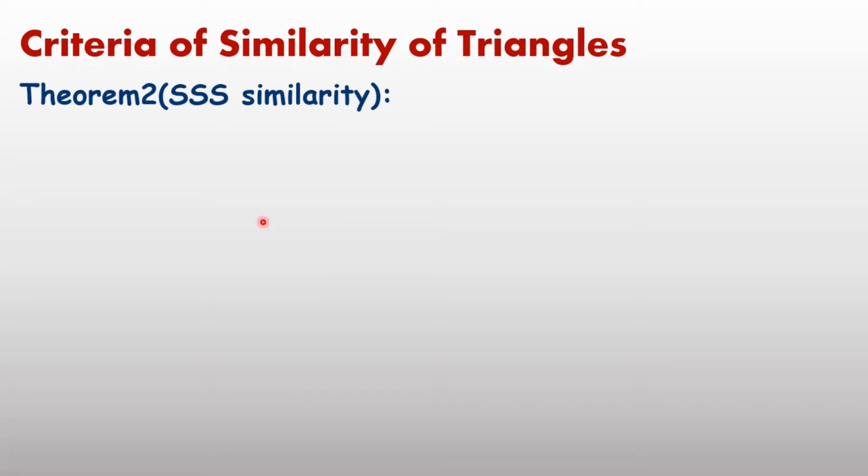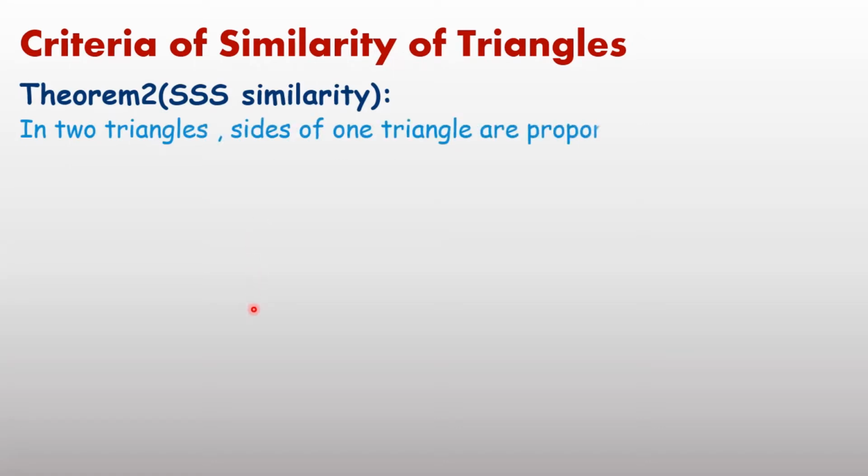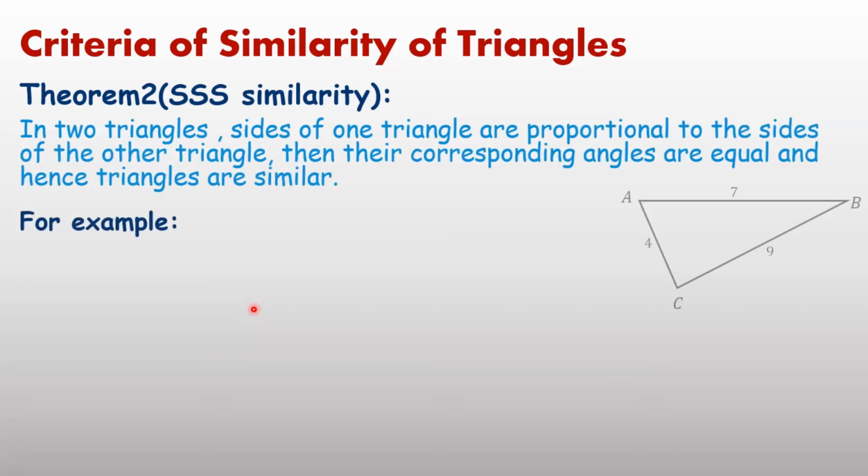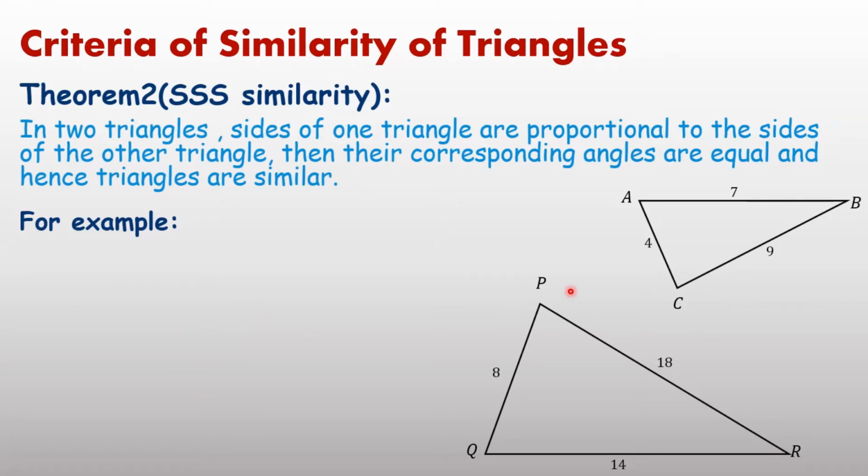Now second, the second criteria for similarity of triangles: SSS similarity. In two triangles, if corresponding sides are in the same ratio, then we can say two triangles are similar. Now just observe in the figure and try to find out yourself the relationship between the sides of these two triangles.